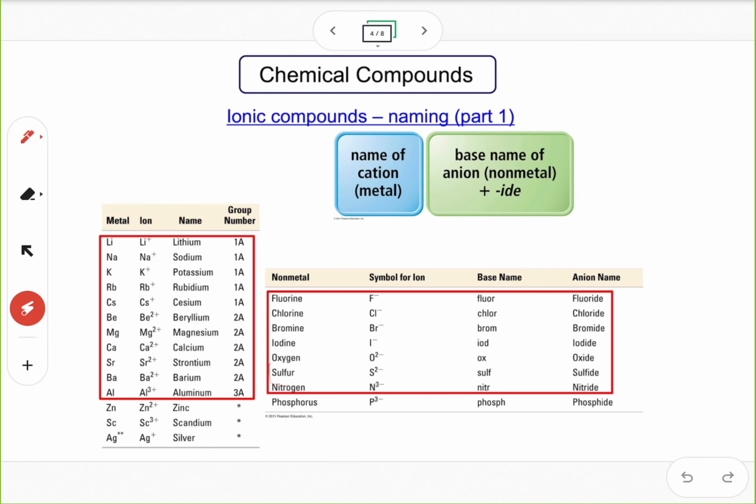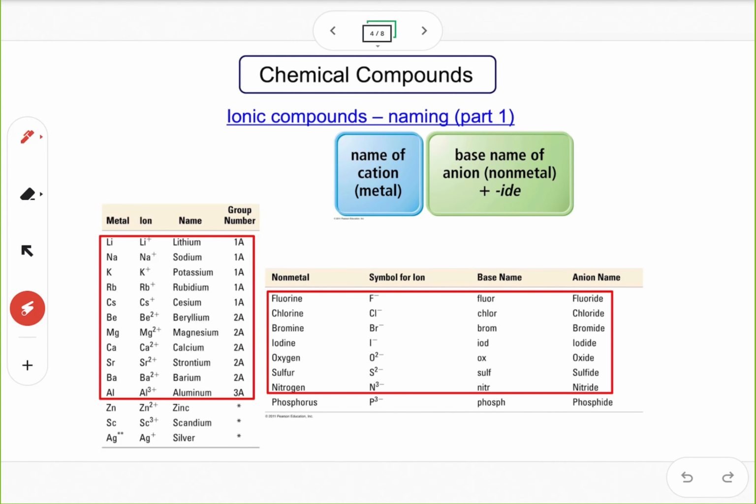Oxygen, sulfur, group 16, they have 6 valence electrons in the outermost valence shell. So they have a tendency to get 2 electrons to become anions with 2 negative charges. And nitrogen, group 15, 5 valence electrons, so it has a tendency to get 3 more electrons to satisfy the octet rule. Okay, N3 minus. Again, names and symbols are required. Those highlighted by the red square are required.